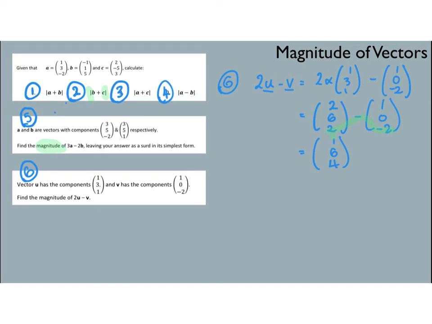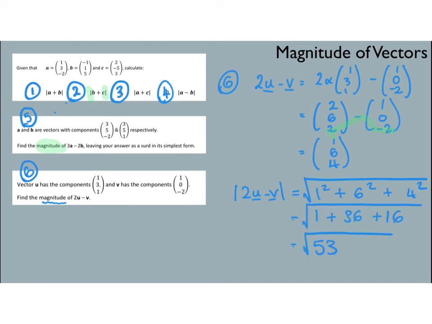Okay, now that question again asks us to find the magnitude, so square bits on the side. So we don't need to write out the word magnitude. And use Pythagoras. Okay, there's my square root. I've got everything squared, and then I'm going to add. Okay, and that one finishes off as the square root of 53 there, which can't be simplified down. Okay, so that's the end of those ones.